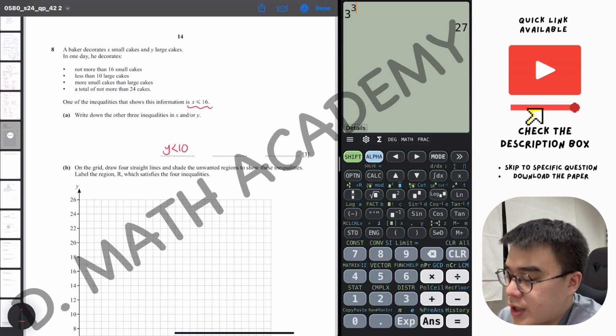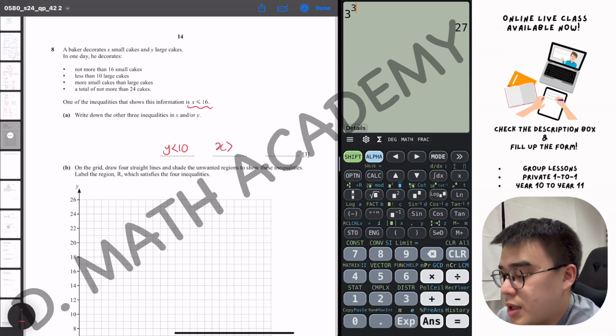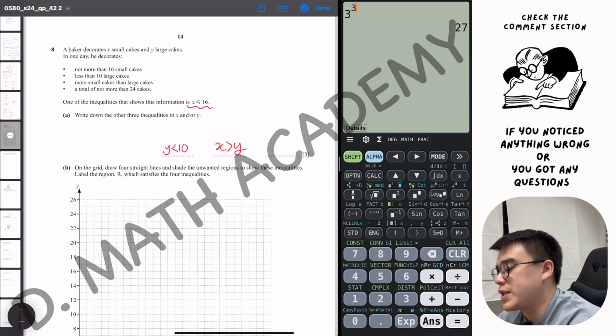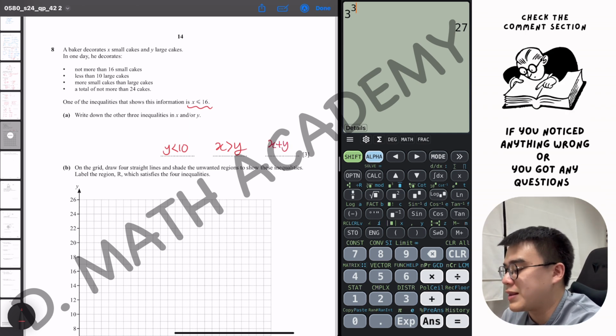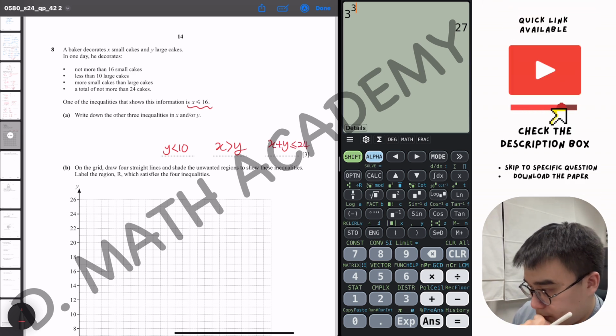And then more small cakes than large cakes: x is more than y. And then the last one is a total of not more than 24. So it means that it can be 24, but that's the maximum number here. Okay.